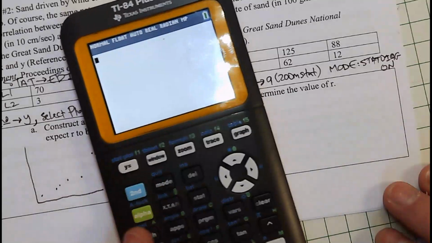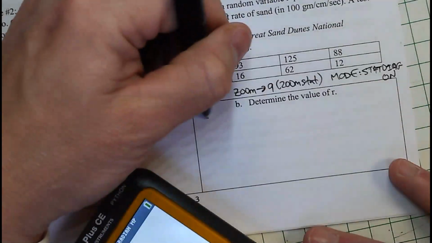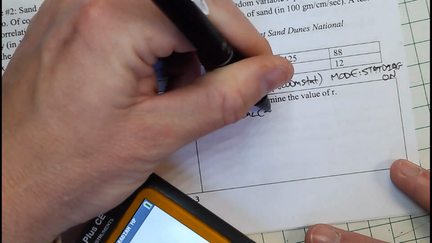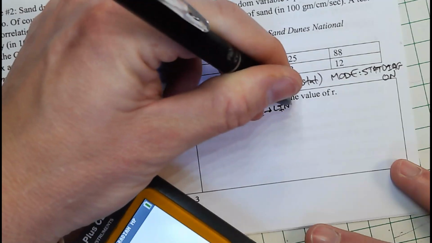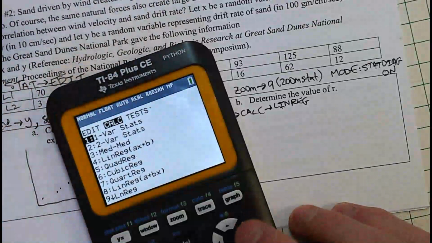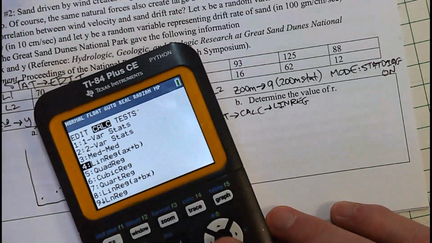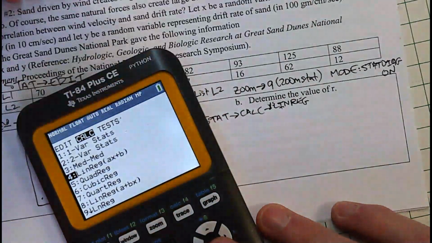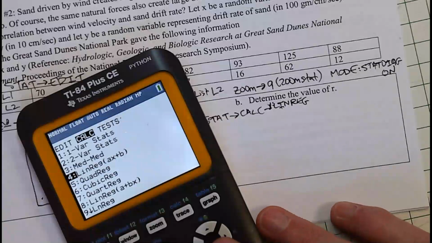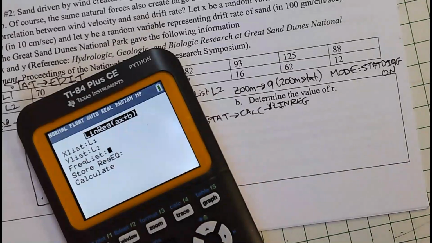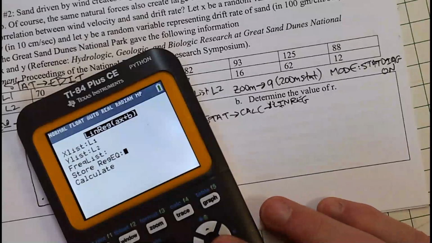Then we'll go to Stat, Calc, LinReg. Stat, Calc, LinReg. It's option 4. You can also use option 8 as well. And tomorrow we're going to use this to do a line of best fit. This actually tells you the equation of the line of best fit, but for now we're going to use this to find R.